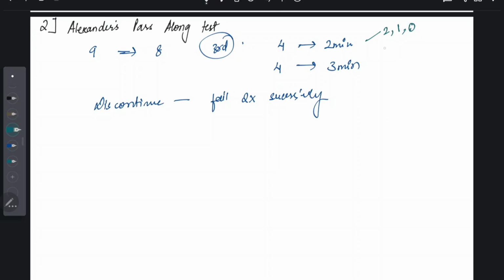Again, for the next four designs, if they complete it within 1 minute, you give a score of 3. If they take between 1 to 2 minutes, you give a score of 2. If they take between 2 to 3 minutes, you give a score of 1. If they fail or if they succeed but take longer than 3 minutes, then you give them a score of 0. The maximum score becomes 20.